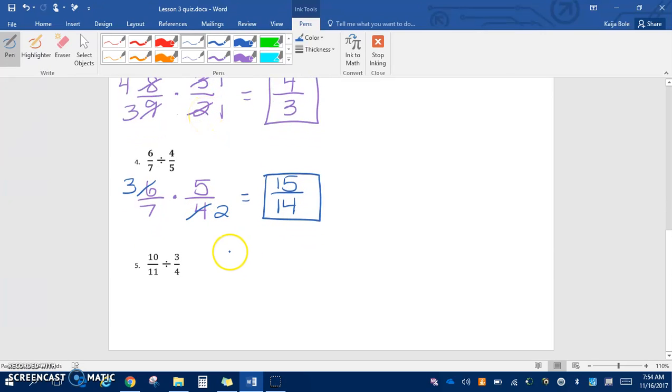And then the last one, we have 10/11 divided by 3/4. So again, I need to multiply by the reciprocal. So I have 10/11 times 4/3.